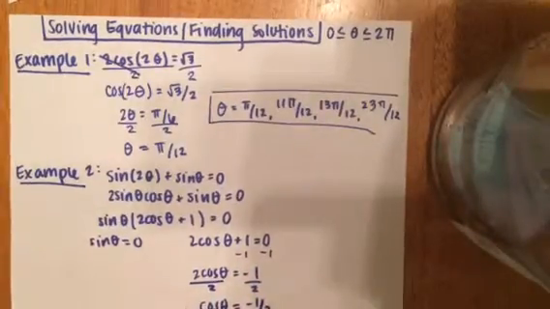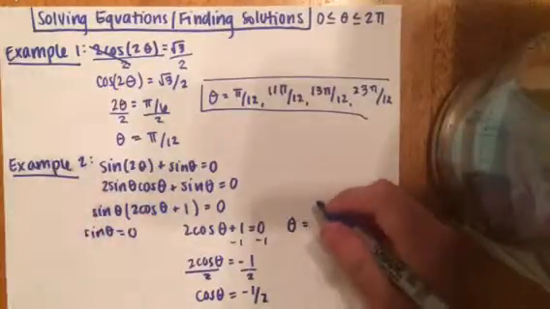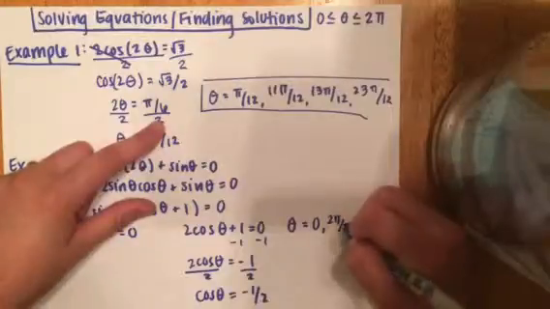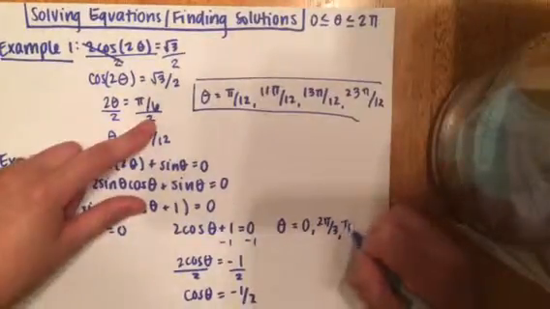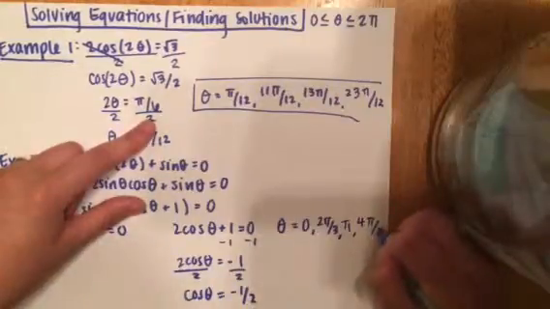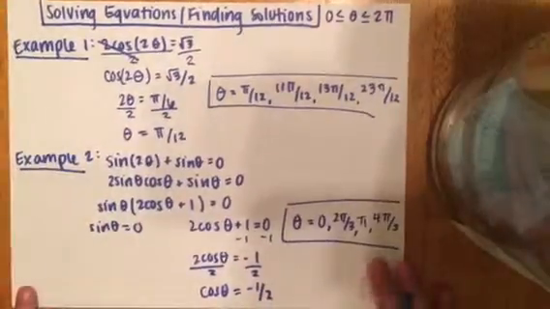So now referring to the unit circle again, where sine is equal to 0 and cosine is equal to negative 1/2 on the interval that we are given, which is 0 to 2 pi, the possible solutions are theta equals 0, 2 pi over 3, pi, and 4 pi over 3. And those are all your possible solutions for the second example.